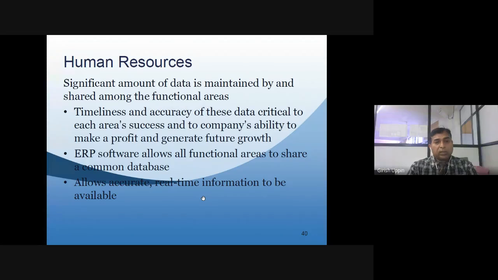And for managers and the management, it is very useful. They can generate reports to check any kind of data, whether it is doing well or not, making profit or not. They can generate those reports in real time.